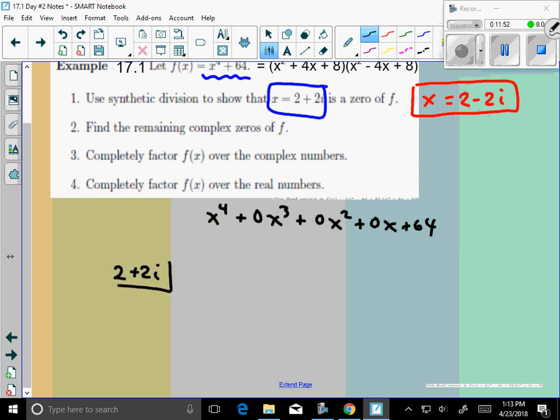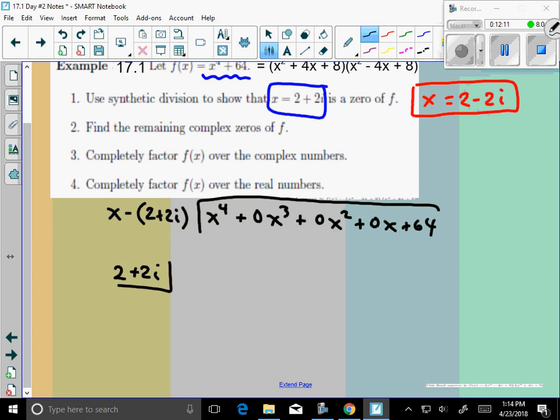I'm going to use synthetic division because I like it better. Long division is going to get ugly. All right, I could put into there x minus 2 plus 2i. I don't know. How do you guys feel about doing that long division? Let's not. Let's use synthetic.